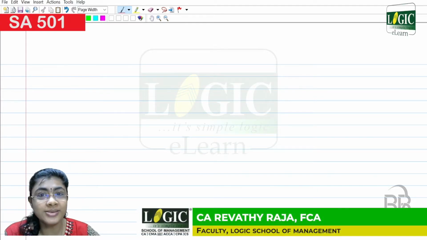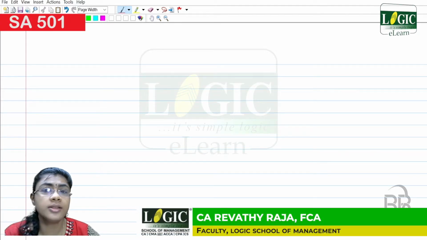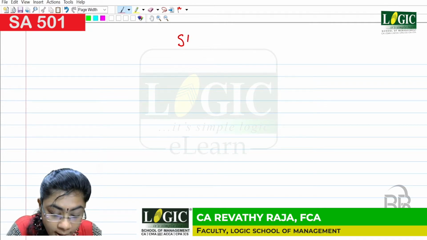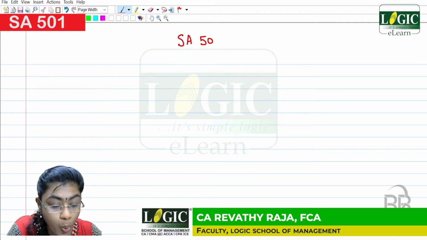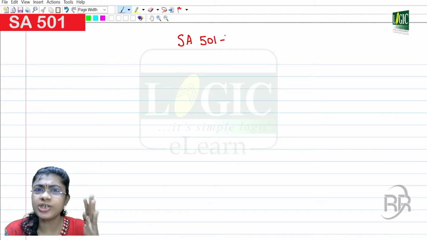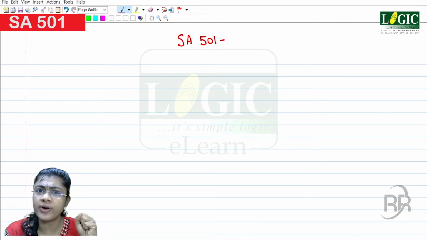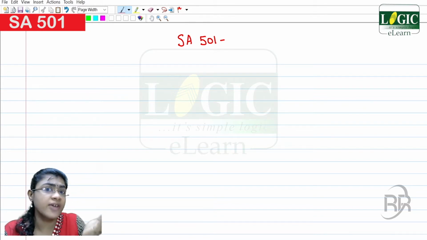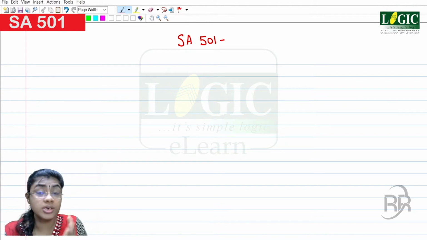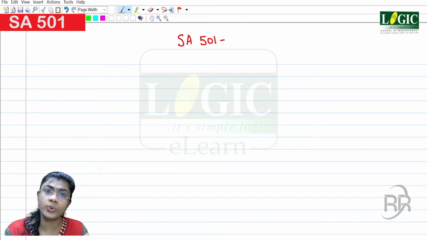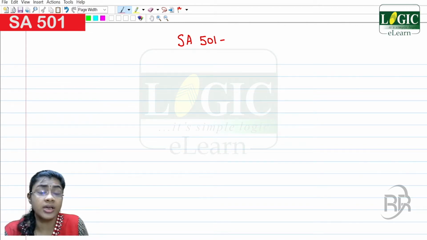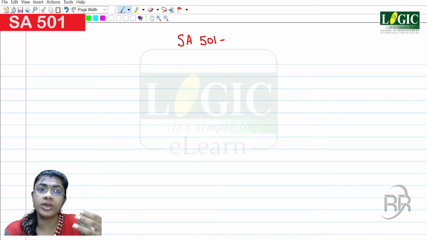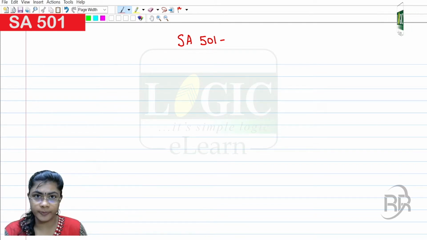Okay, dear students, we are about to start the next standard, which is SA 501. We had just finished SA 500, which is audit evidence. SA 501 is also dealing with audit evidence. In fact, SA 501 is a continuation of SA 500.